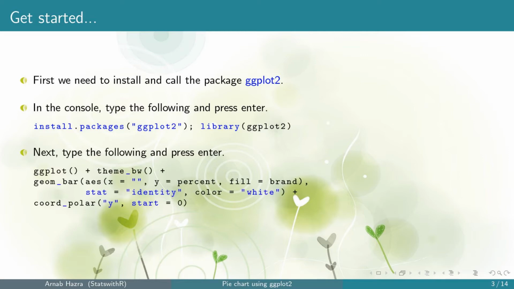In the console window, type ggplot(), plus theme_bw(), plus geom_bar within aes, x equals to "", y equals to percent and fill equals to brand. Outside aes we set stat equals to "identity" within quotes and color equals to "white" within quotes. Along with this, plus coord_polar("y", start = 0).